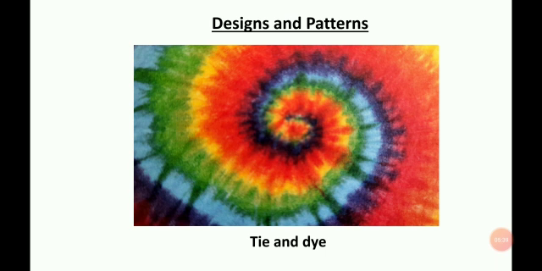Now designs and patterns. Children, whenever we go to shops to buy any cloth, it is not only dyed in different colors but also has different designs and patterns to make it look beautiful and attractive. There are various ways to make designs and patterns. First, we'll see tie and dye. Tie and dye is a very popular and traditional method widely used in Rajasthan and Gujarat. In this method, cloth is tied in different ways and then dyed to get attractive patterns.